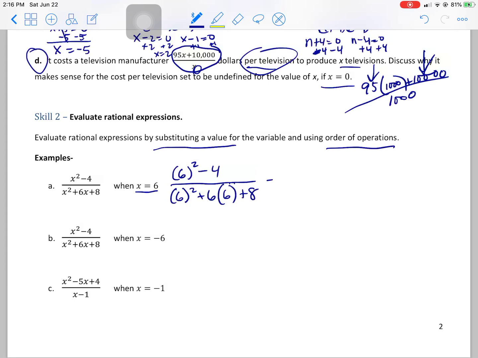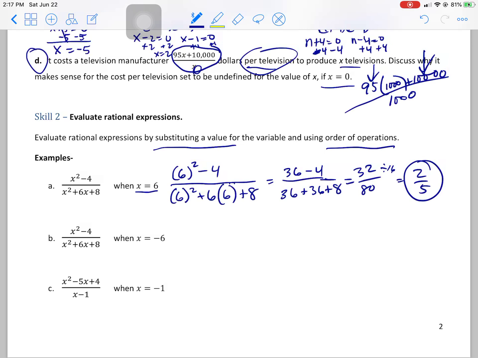All right, step 1, substitute. Step 2, use order of operations. 6 times 6 is 36. Right, 2 6's times each other is 36. 36 again. 32. What's this one? This is going to be 80. Reduce, I believe 16 goes in them both. That's going to give you 2/5.